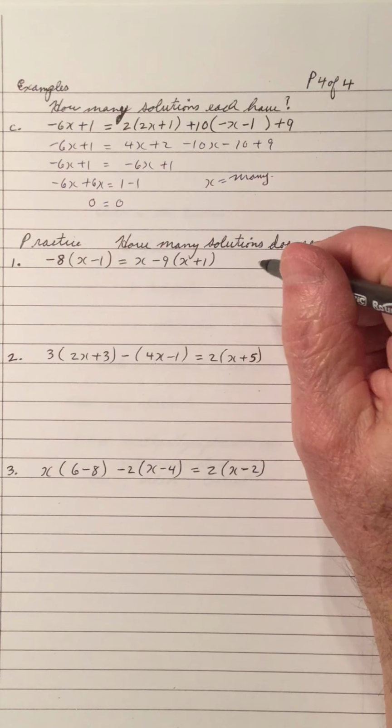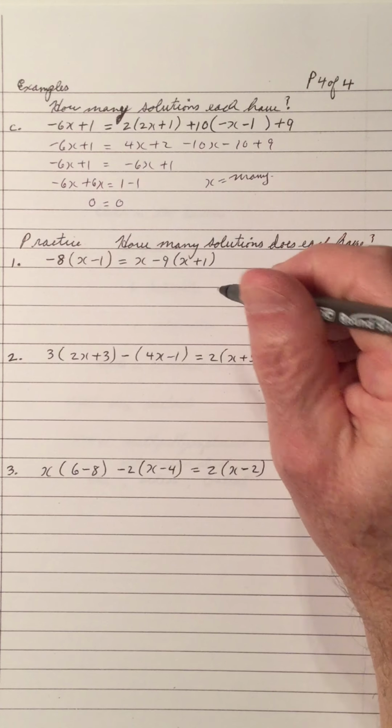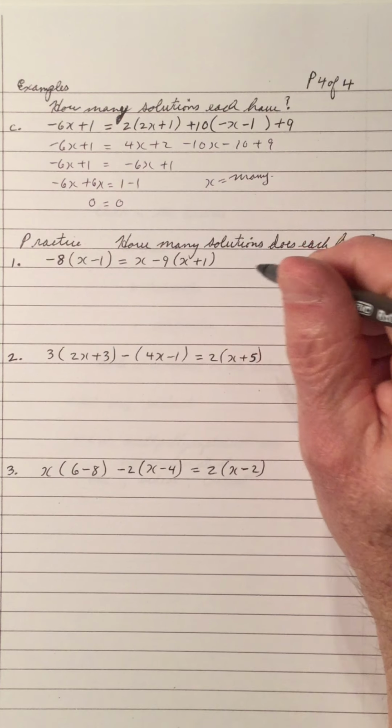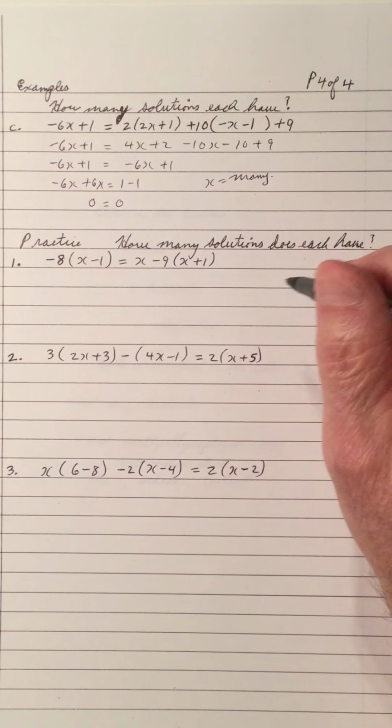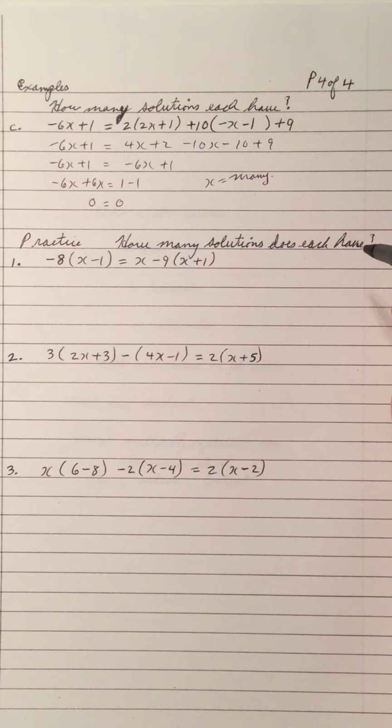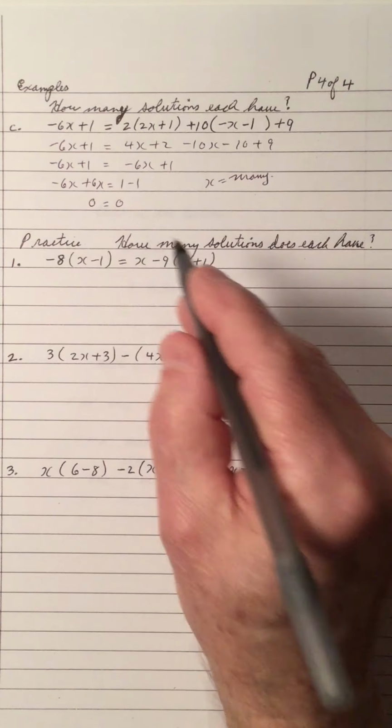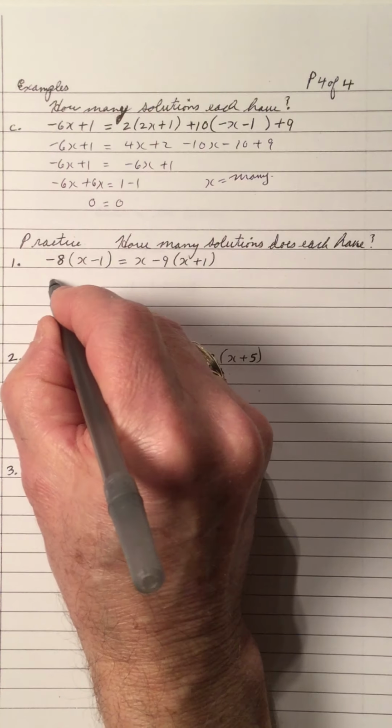Remember, one is, you get one answer. X is 7. When you have many solutions, you'll have 0 equals 0. When you have no solutions, you'll have 0 equals some number other than 0. Let's work them out. Pause, work them out, and come back.